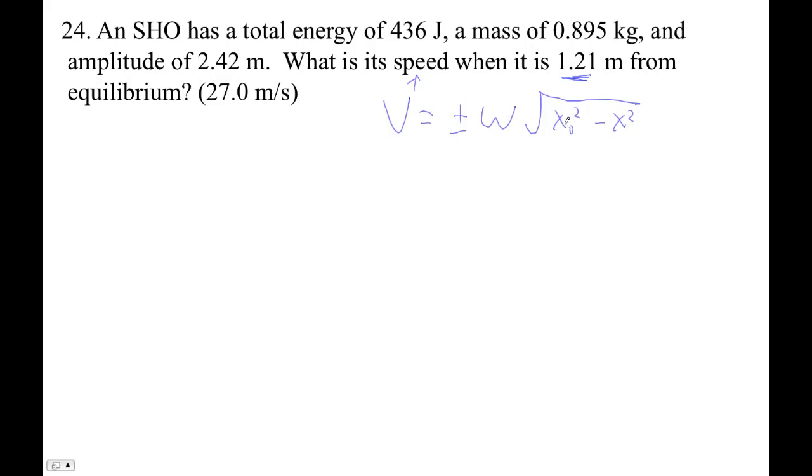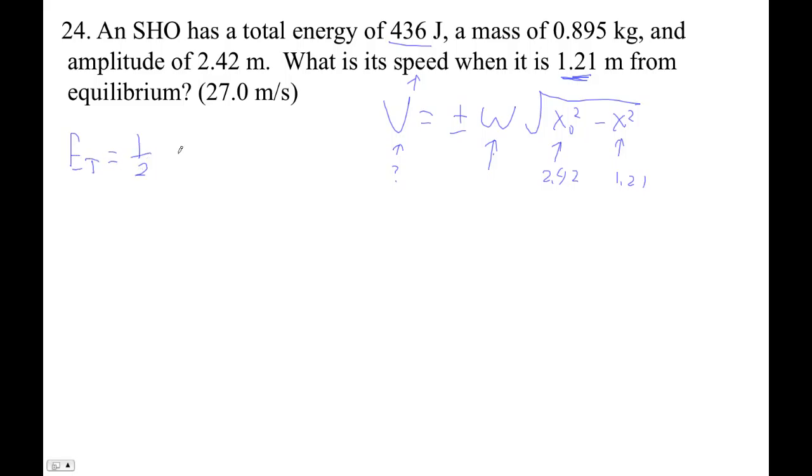We know the amplitude, right? So 2.42 is that. This is what we're trying to find, and this is 1.21. I guess all we have to do is find omega. This shouldn't be too hard, right? Notice I told you the total energy. So the formula that we'll use to find omega will be the total energy formula.